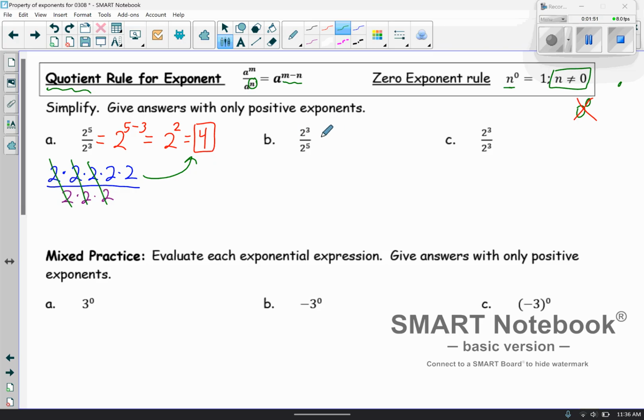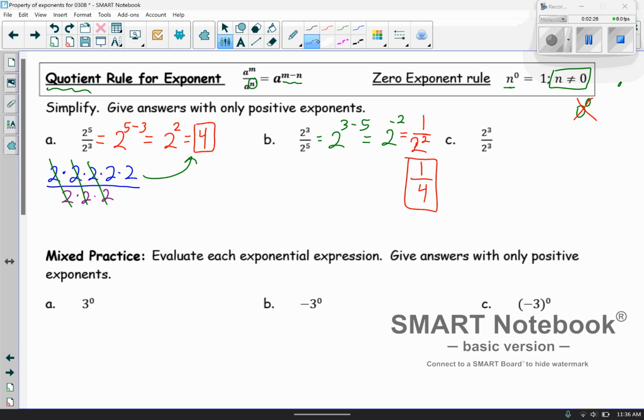On part B right here, we've got 2 to the power of 3 divided by 2 to the power of 5 this time. So we're going to have 2 to the power of 3 minus 5. You have to subtract the denominator one. So you're going to end up with 2 to the power of negative 2. From our previous video, we figured out that to remedy this, we have to do the reciprocal. So we're going to flip this to 1 over 2 to the power of 2. And then when you square that 2, it's going to become 1/4. That's going to be our answer for part B.